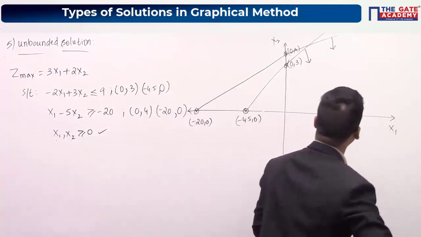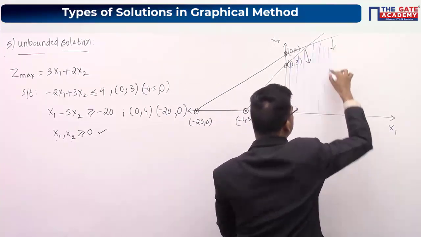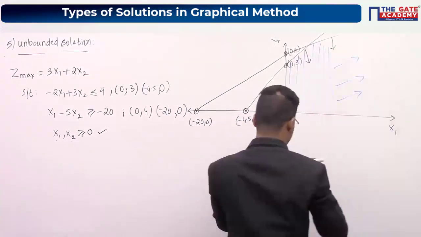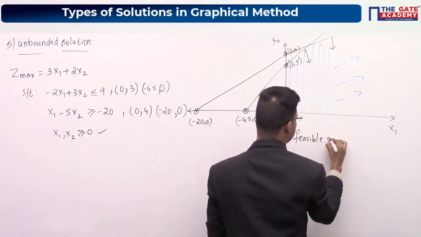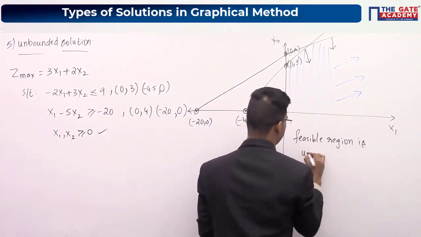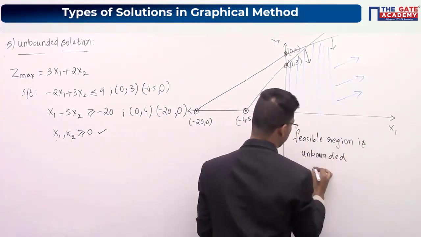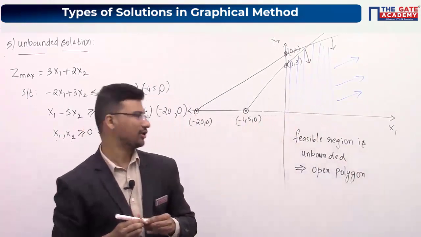So now what is your feasible region? It will be going like this. The feasible region is unbounded, which implies it is an open polygon. It is not a closed polygon, it is an open polygon.